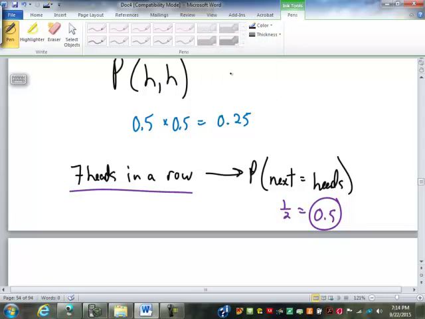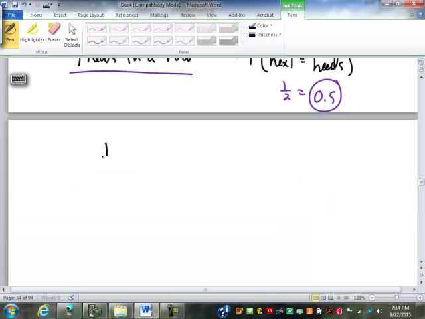A lot of people think it's going to be heads or it's going to be tails. It's going to be one of the two. It doesn't matter what the previous flip was. The coin does not have a memory. What's the chances of getting 7 heads in a row? Very good question. What is the chances of getting 7 heads in a row?